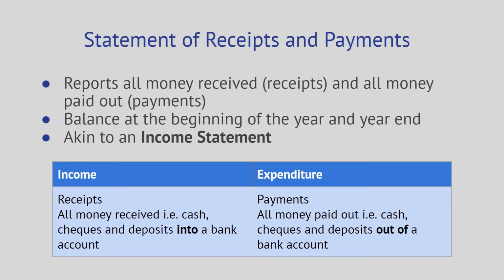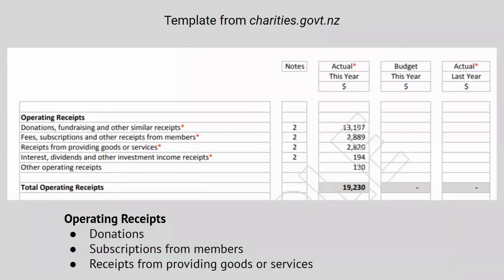Hi, I'm Felix, and I'm going to run you through the financial side of the performance report. The examples we've used are free and accessible from charities.gov.nz. Firstly, we'll look at the operating receipts section, or in English, money that comes into your bank account.